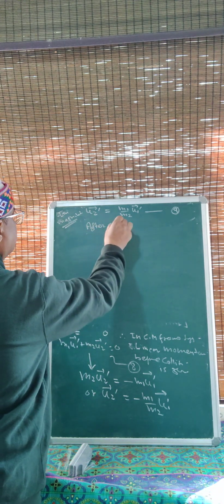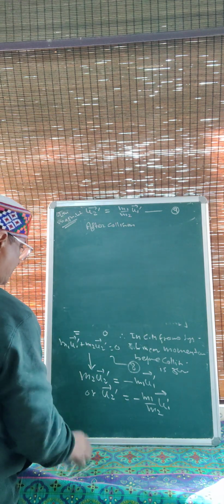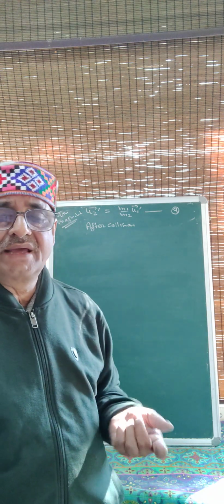Now we talk about after collision. We talk about what happens after collision in the center of mass system. Since before collision the momentum is 0 and the collision is elastic, therefore after collision it must also be equal to 0. So we use this concept of conservation of linear momentum, that the linear momentum before collision and after collision remains the same in elastic collision. So the momentum before collision we found to be 0.